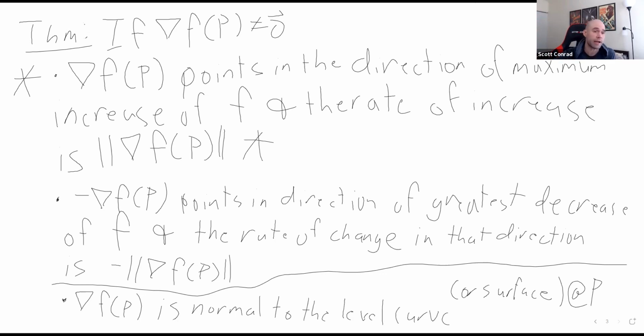And similarly, negative of the gradient points in the direction of greatest decrease of your function, and the directional derivative in that direction is negative the magnitude of the gradient. Any questions about that?